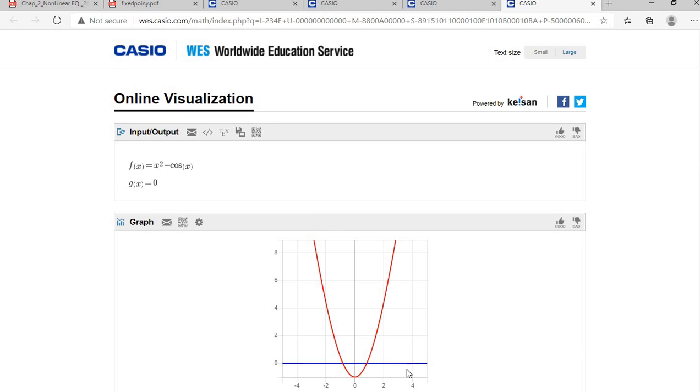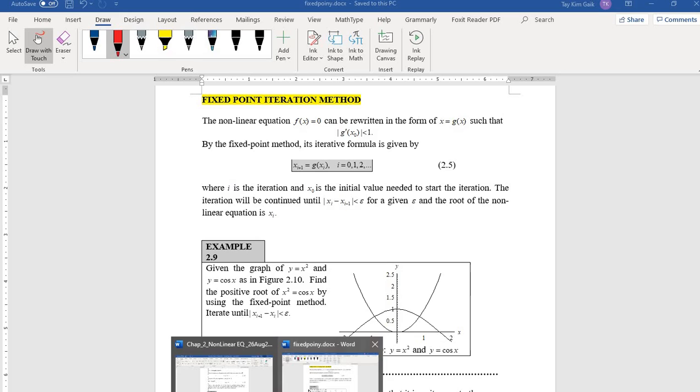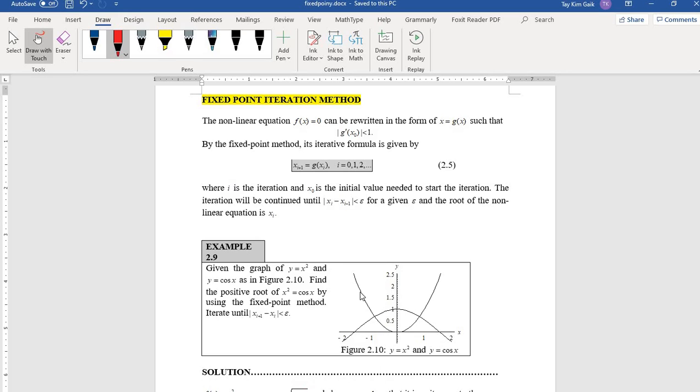We would like to find the positive roots here. Between 0 and 2, let's say for the fixed point later on, I'm going to input the starting point x equal to 1. Here I've shown if we break it into two functions, this is for if you don't have the software but you would like to sketch it manually. We may break it into y equal to x squared, because we can easily plot the parabola, and then we can easily plot the cos x.